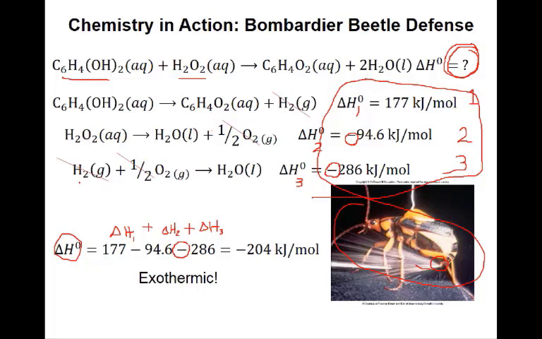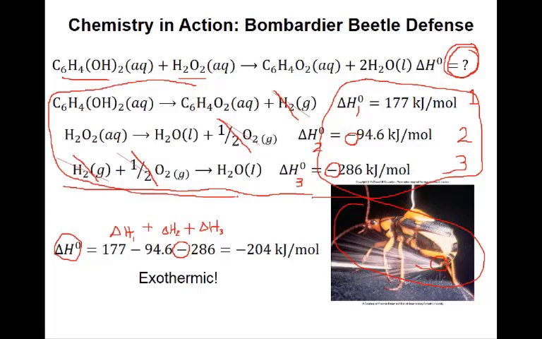When you make the total of these 3 reactions, 1, 2, 3, the hydrogen on the right side cancels the hydrogen on the left side, and the half oxygen on the right side cancels the half oxygen on the left side. When you make the total of these 3 equations, this will be exactly equal to our question. This is hydroquinone, this is hydrogen peroxide, and this is water, and the last thing is 2 water.